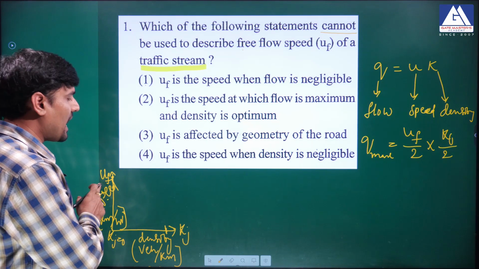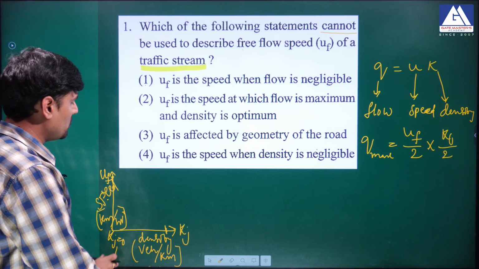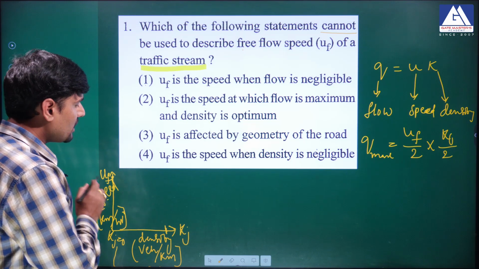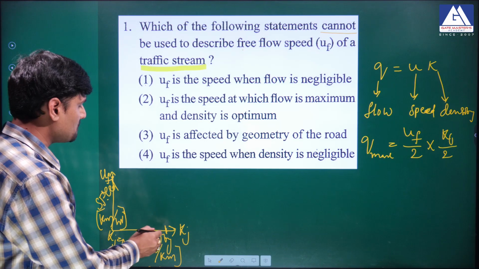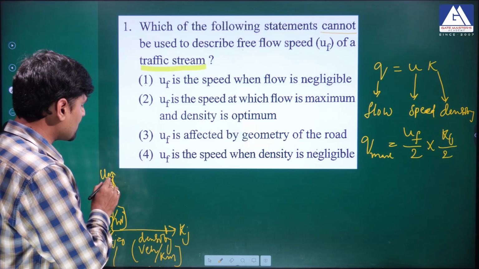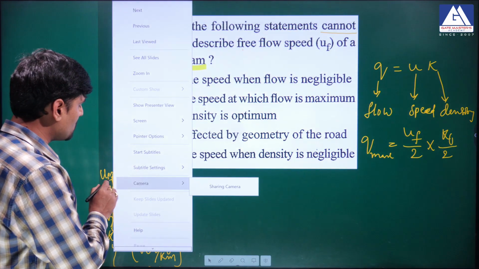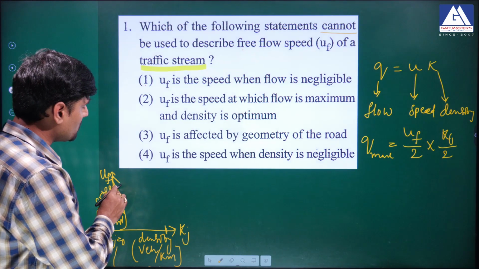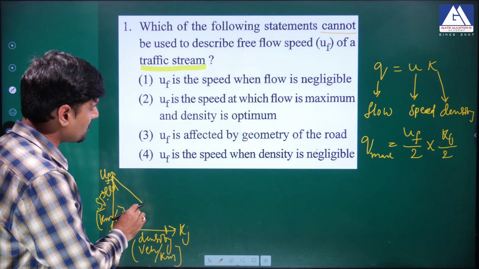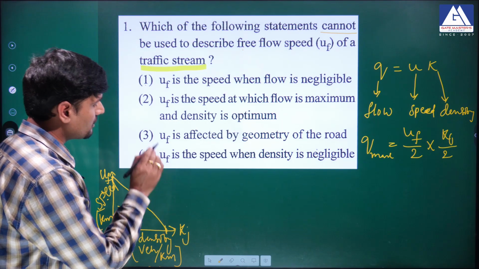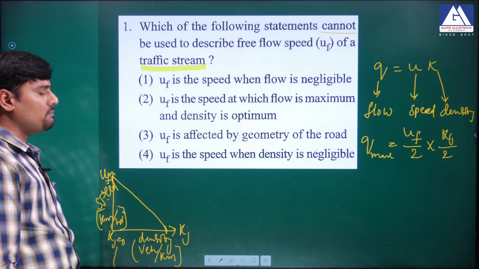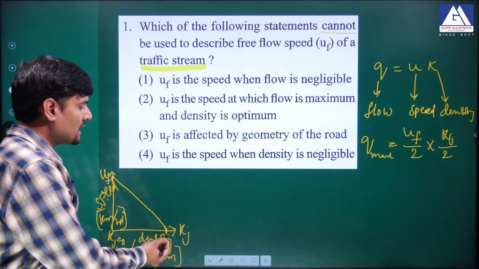When the speed is high, the density is low. So therefore, there is a linear relationship between these two. How? Let us try to understand. The speed is going to reduce when the number of vehicles present in a section is increasing and increasing and increasing. Further, if it goes beyond a certain point, that point is KJ.